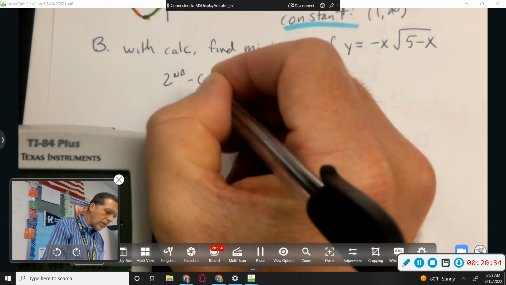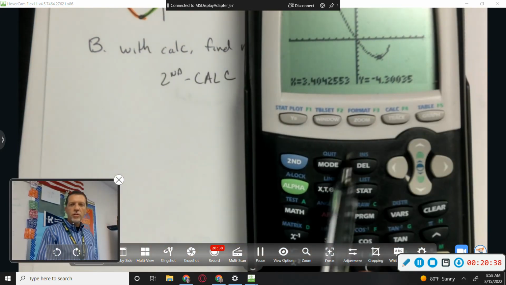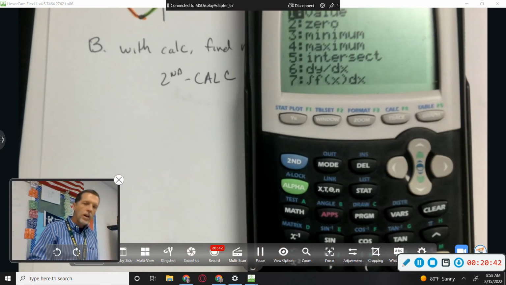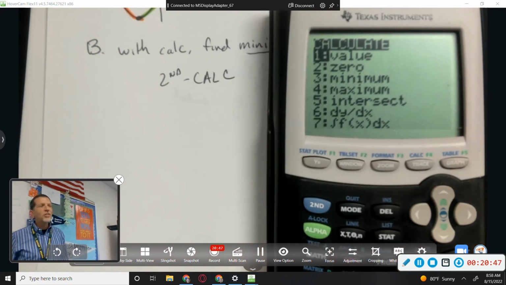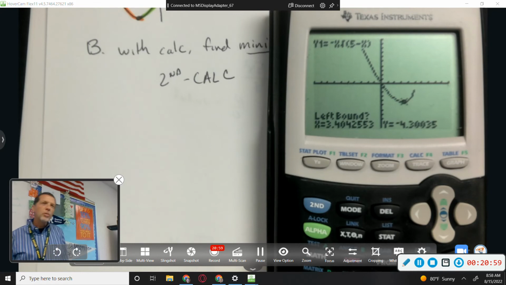The right way to do it is the button second calc. So it's still the trace button, but you need to do the second button first. Second calc. And if you remember that much, I'm pretty sure you could take it from there. What button do you think would be the best button if we want to find the minimum? Intersect. That's right. It's like, well, how about minimum? And then it walks you through what to do. So be careful, you don't just start hitting enter.